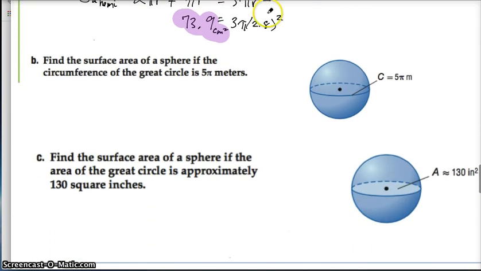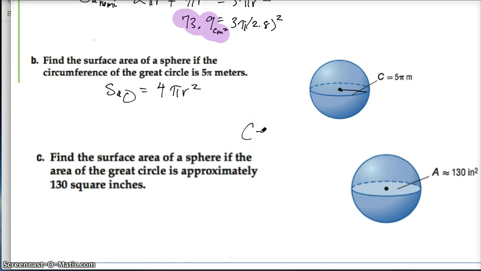For this next problem, we are asked to find the surface area of a sphere if the circumference of the great circle is 5 pi meters. Oh, this is a little bit different, but I think we can handle it. Let's try. Remember the surface area of a sphere is equal to 4 pi r squared. Let's hold on to that. What we need to know is the radius. That's going to be really important for us.